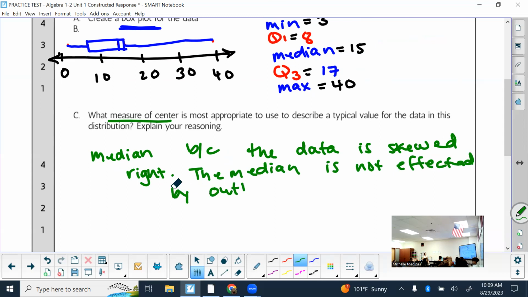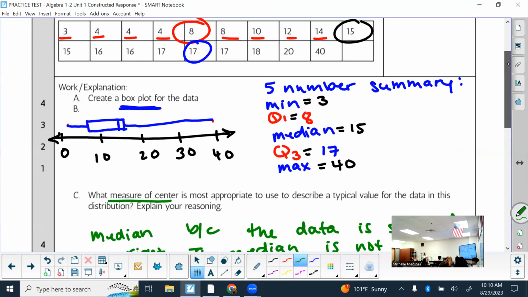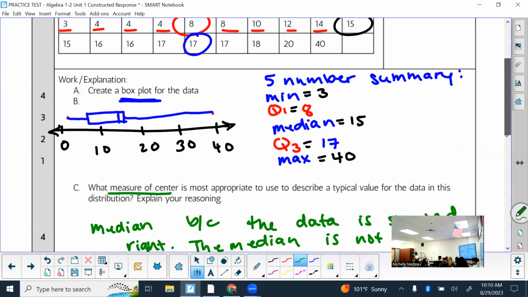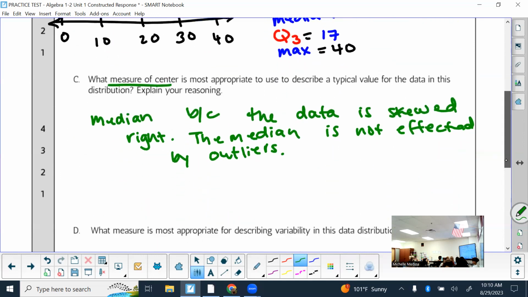And since my data is skewed, that means I probably have an outlier. Which is probably what number? 40. All right. So that's a good explanation. Questions on that part?